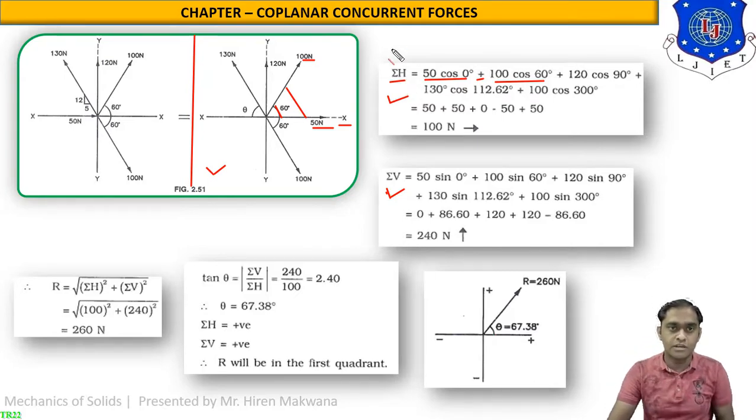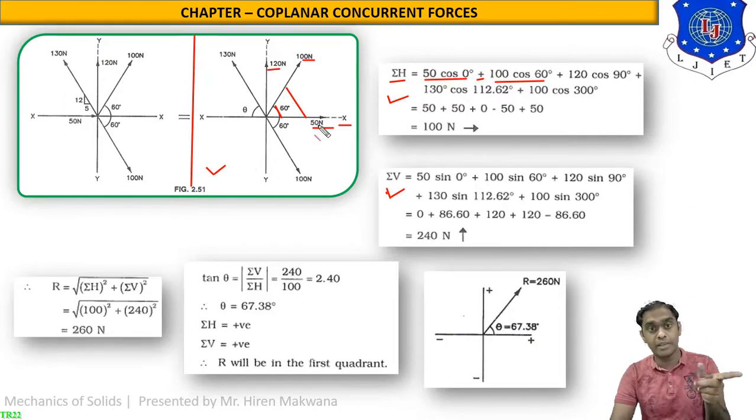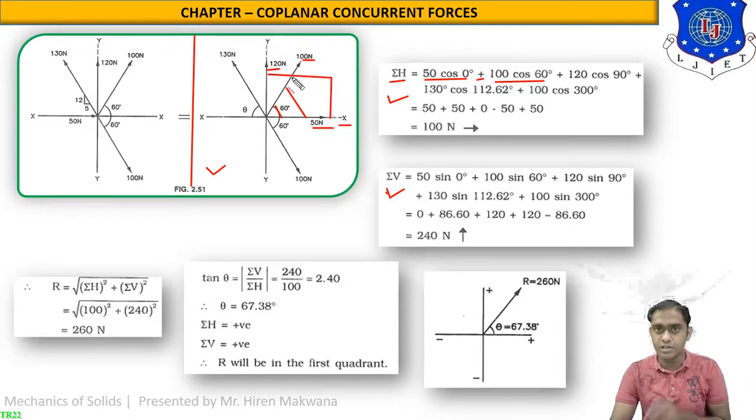Okay. So the third force is 120 Newton. But this 120 Newton is also making an angle with the x-axis only. So from the x-axis, it is making 90 degrees like this. So it will be 120 cos 90, the third value. The fourth force is 130 Newton. You can see the 130 Newton force.